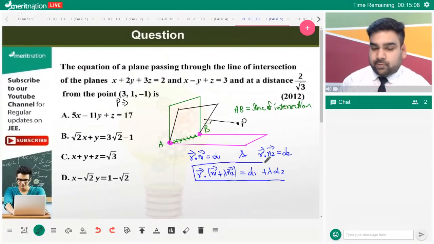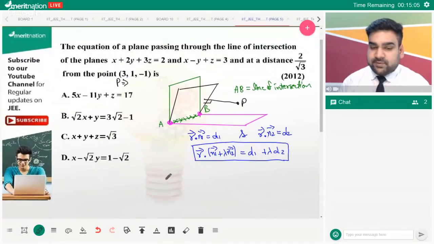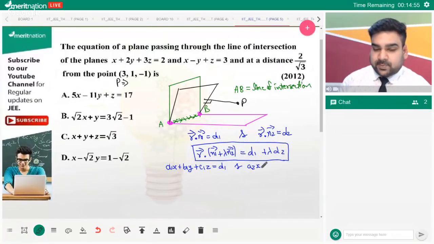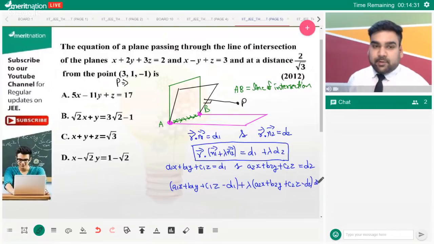Similarly, if the same two equations are given to you in Cartesian form, let's say the first plane is a1x plus b1y plus c1z equal to d1, and the second plane is a2x plus b2y plus c2z equal to d2. Then the required equation of the plane will be a1x plus b1y plus c1z minus d1, plus lambda times (a2x plus b2y plus c2z minus d2), equal to 0. This will be the required equation of the plane.